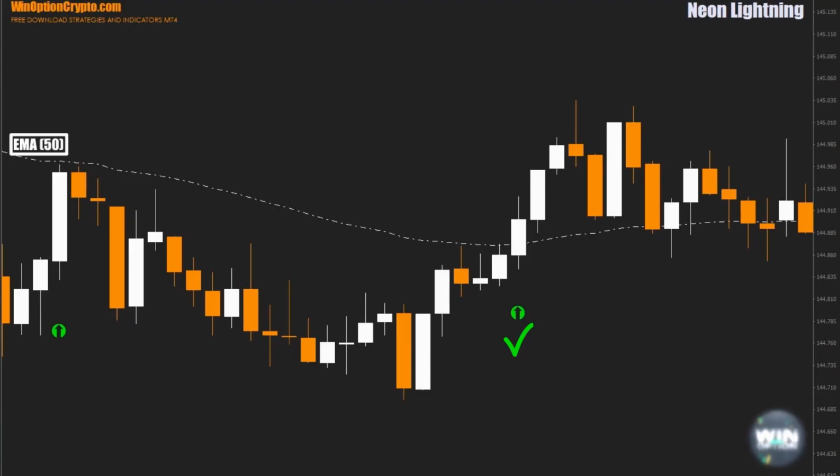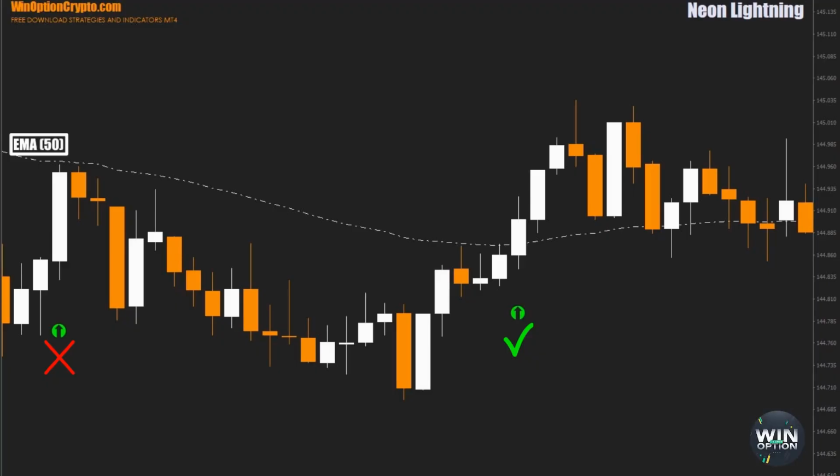As you can see, even such a simple filter helps to cut off some of the unsuccessful trades. On the screen, the false buy-call option signal is marked with a red cross. It does not meet the conditions since the signal candle closed below EMA 50. At the same time, the green check mark indicates a valid trading signal.